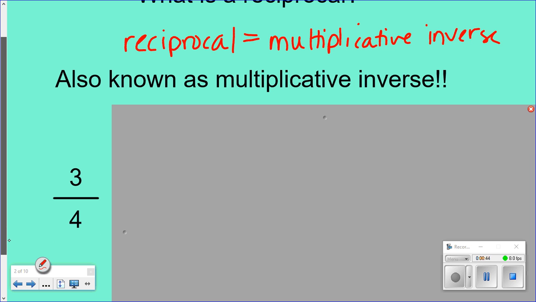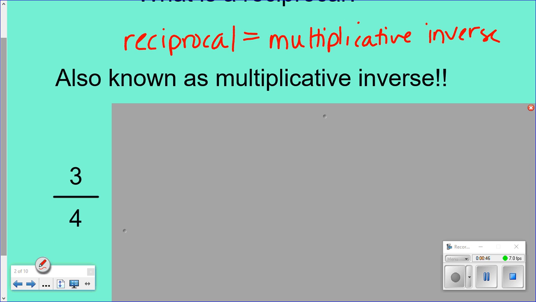If I give you 3/4, what would the reciprocal be, or, aka, multiplicative inverse, be, Ella? 4/3. Remember, it's just flipping the fraction around. We only use this for division. We don't use it for multiplication. We only use it for division.